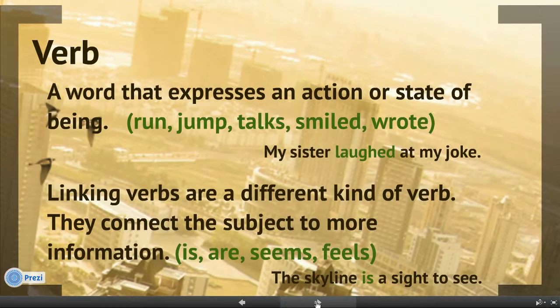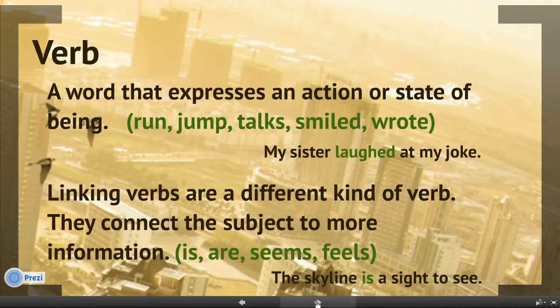The verb is the word that expresses the action or state of being. Action verbs are things like run, jump, talks, smiled, wrote. Notice how they can be in past tense, present tense, or future tense. No matter what, it's a verb. So in this example, my sister laughed at my joke. What did my sister actually do? She laughed. Laughed is our verb.